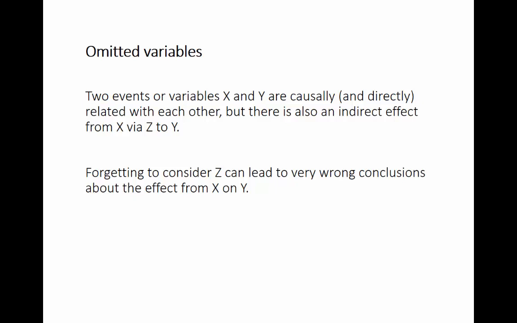an observed relationship around. So omitted variables means two events or variables X and Y are causally and directly related with each other. So there's clearly one causes the other. But there's also an indirect effect from X via Z to Y. X causes something else and that leads to something else. And you'll see in a minute what that means. Then forgetting to consider that third factor, Z, this indirect relationship, when we look at the direct relationship might lead to very wrong conclusions.